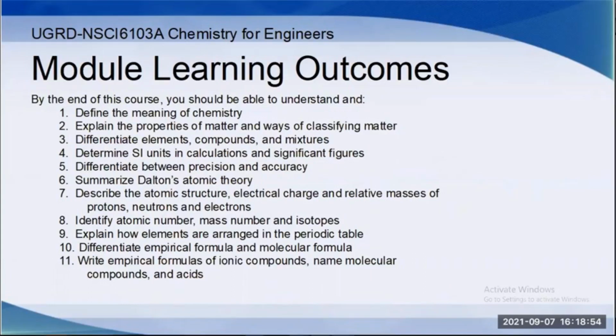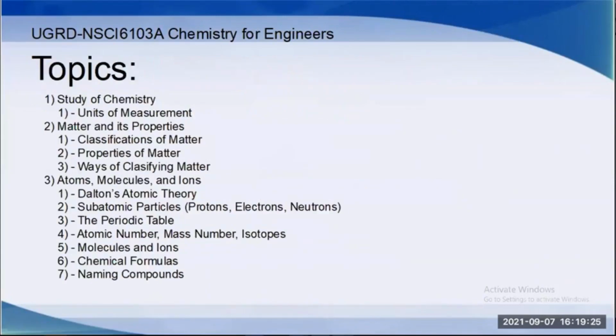7, describe the atomic structure, electrical charge, and relative masses of protons, neutrons, and electrons. 8, identify atomic number, mass number, and isotopes. 9, explain how elements are arranged in the periodic table. 10, differentiate empirical formula and molecular formula. 11, write empirical formulas of ionic compounds, name molecular compounds, and acids. Okay. So these are the topics that we are supposed to go over in this module.